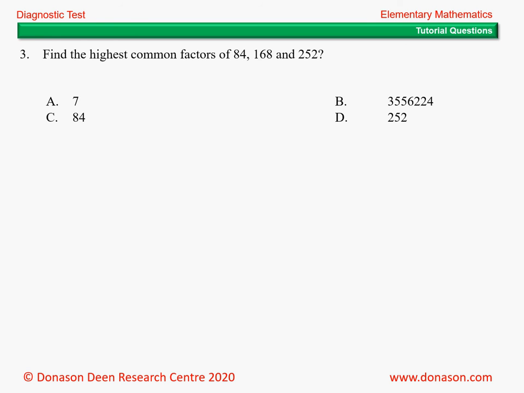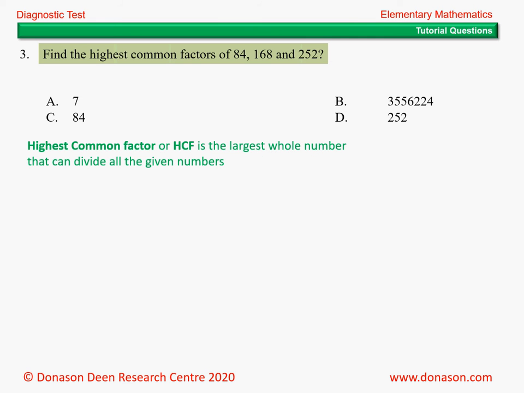Find the highest common factor of 84, 168 and 252. So what's the highest common factor? A factor is a number that can divide the given number exactly. So the highest common factor is, of course, there will be many numbers that can divide all the numbers exactly.